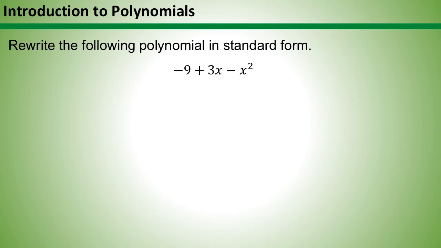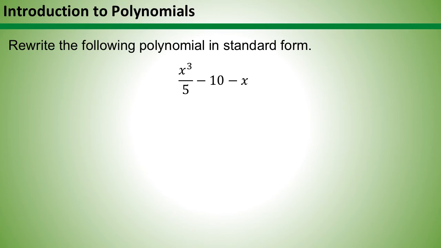Another thing we should be able to do is put things in standard form, which means our biggest exponents are first, our smallest ones are last, okay? So this thing, we're gonna rewrite it, negative x squared is gonna go first, positive 3x is gonna go next, and negative 9 is gonna go last. That would be the standard form of this equation, okay?